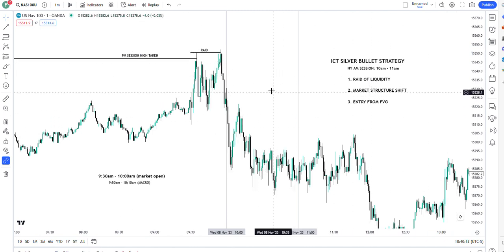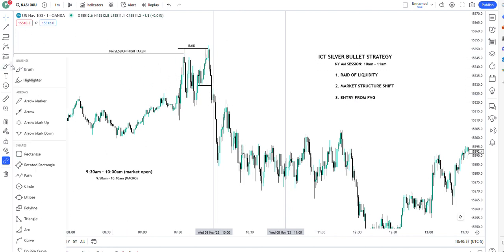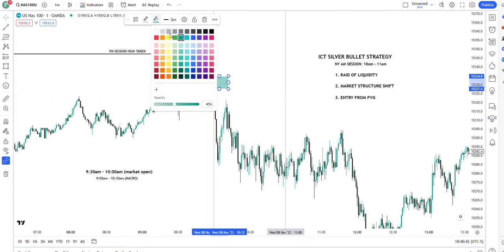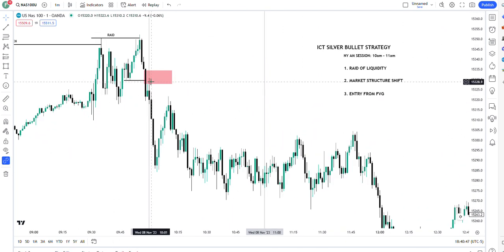Now we're looking for a market structure shift. A market structure shift is displacement past a swing low. Now, this right here is 10 o'clock. If you want to enter right on 10 o'clock, that's completely okay. But if you want to enter a bit later, we'll talk about how you could do that too. You could class this as your market structure shift. Now, ideally, the candle that has the market structure shift, you want that to have a fair value gap. So you can see if that creates the market structure shift, that's your fair value gap. And if you have a look, we need to enter from the fair value gap. So you can see this entry is right on 10 o'clock.